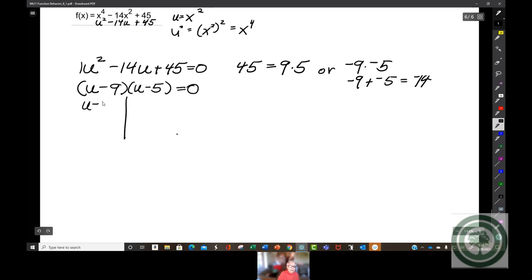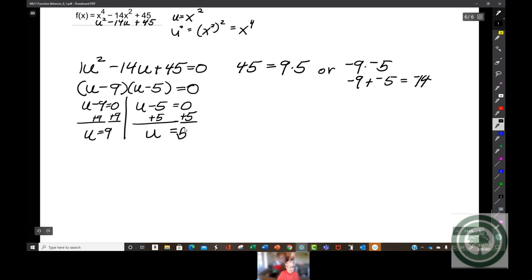u minus 9 equals 0. u minus 5 equals 0. Add 9 to both sides, so u equals 9. Add 5 to both sides, so u equals 5.